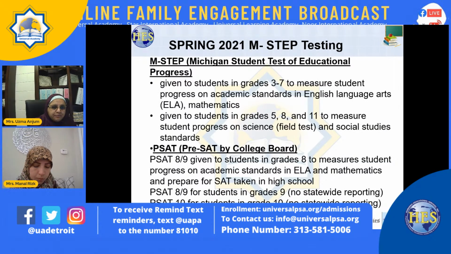Now, the MSTEP testing is given to 3rd through 7th graders to measure their progress on those academic standards for English and math. So all of our students, 3rd, 4th, 5th, 6th, and 7th grade, will be taking the English and math test. Along with that test, our 5th graders, 8th graders, and 11th graders will take the social studies and science test.